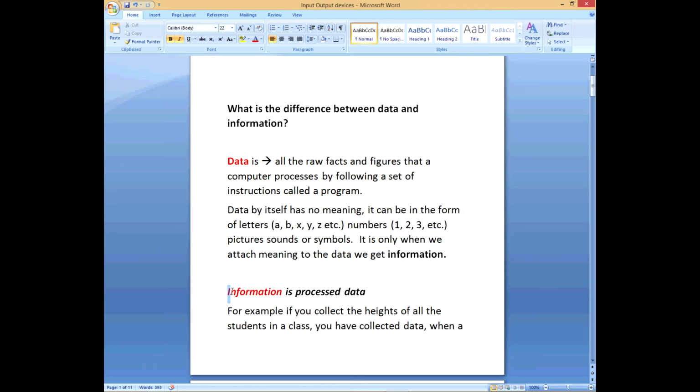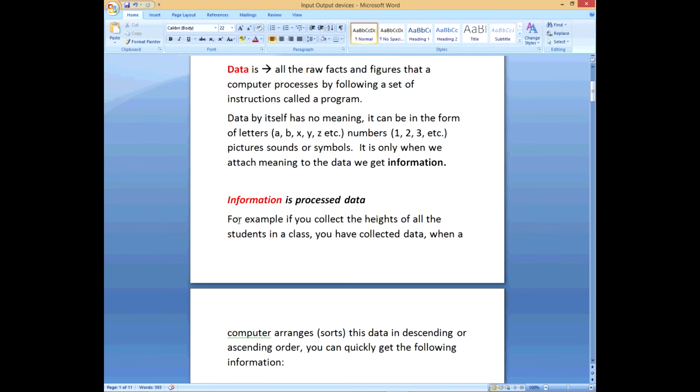What is information now? Information is processed data. So once you process the data, after you put the data into the computer and you process it, then it becomes information. So it's different. Data is like the raw meat. Information is the cooked meat. And you are the chef. You are the one who processes the raw meat into cooked meat. Please don't write raw meat and cooked meat for my test.